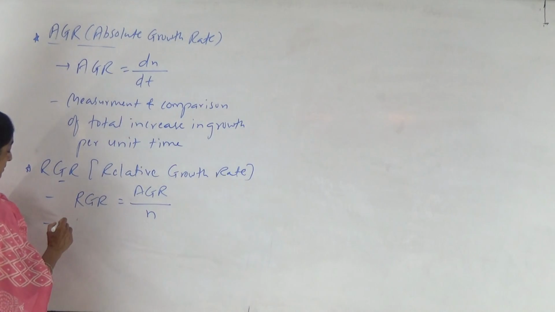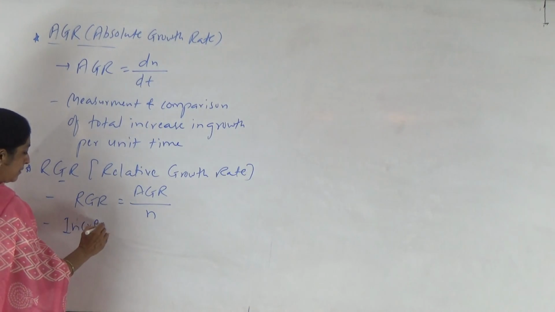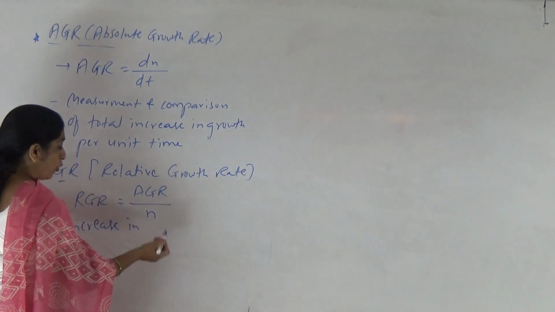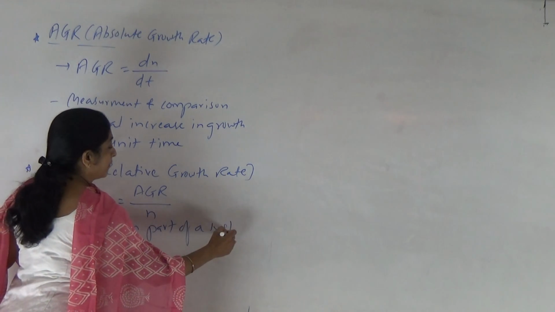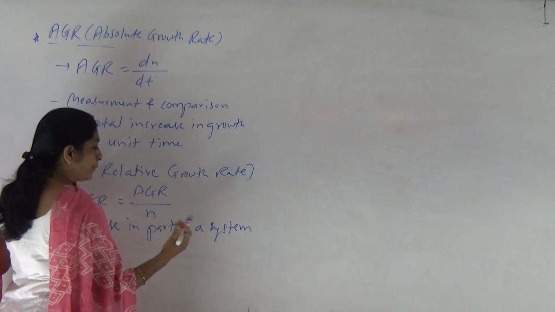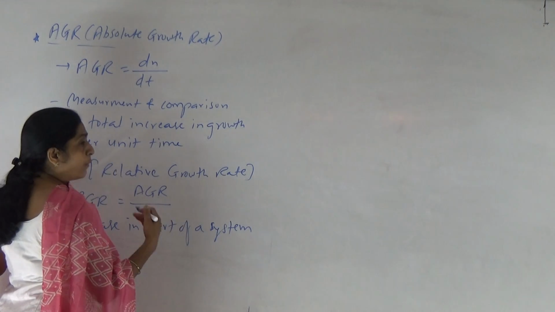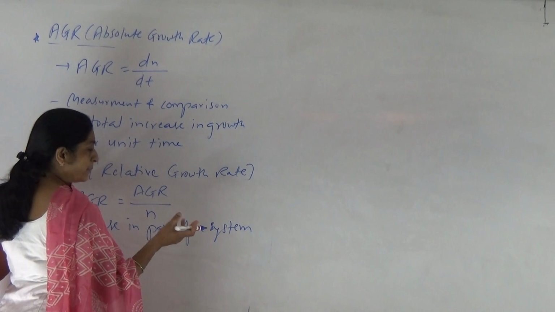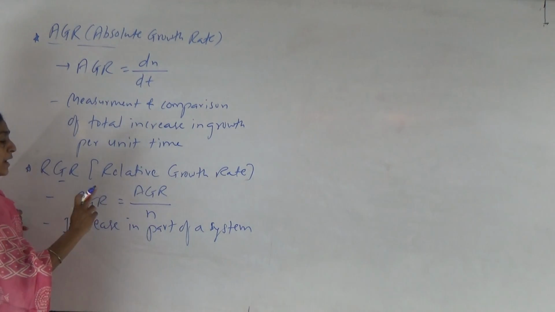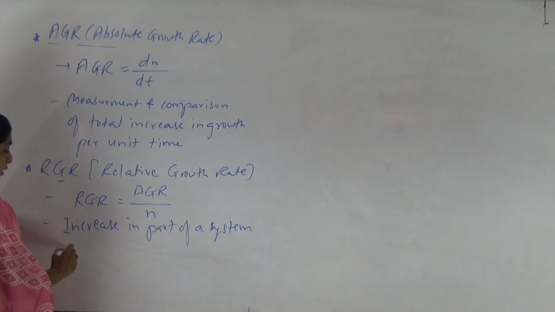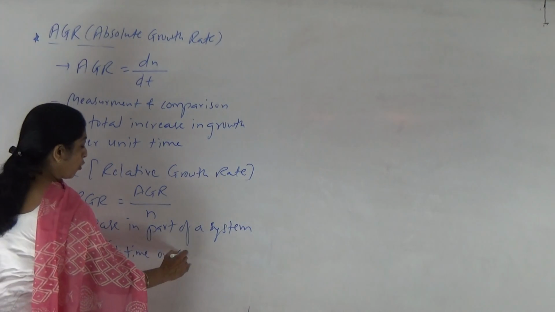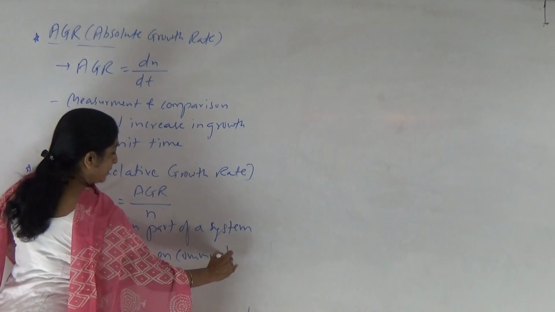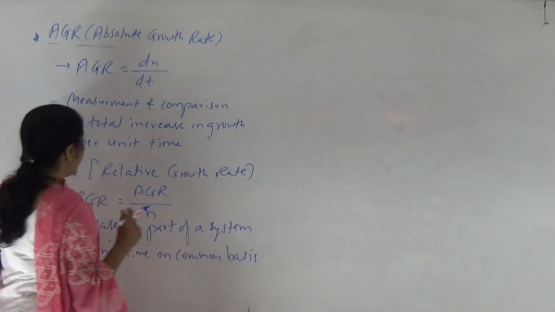It is the increase or growth in part of a system. The system is in the form of organ, organism, etc. Increase in part of a system per unit time on a common basis, that is known as relative growth rate.